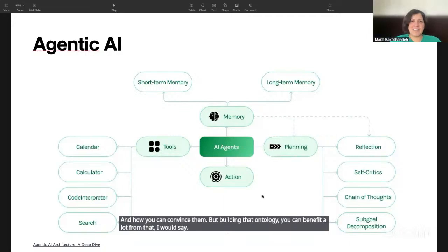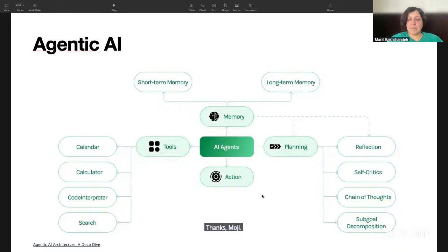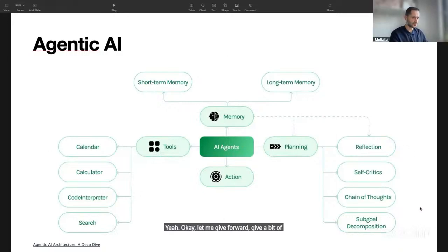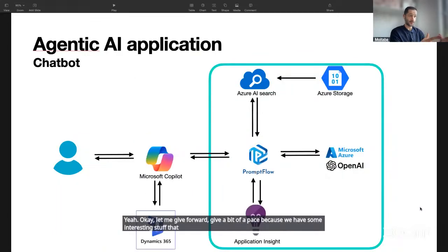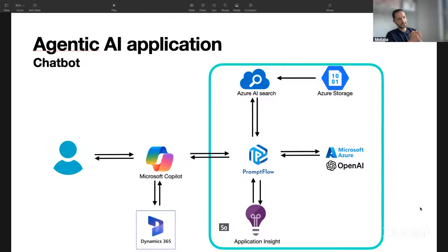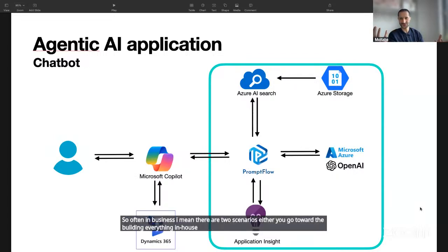Thanks, Moji. Okay, let me pick up the pace because we have some interesting stuff that you might like. You might ask how we are going to build this agentic application. So what is happening in business? Often in business, there are two scenarios: either you go toward building everything in-house using open source, or moving toward the cloud providers. And often in business there is a tendency toward the cloud providers.